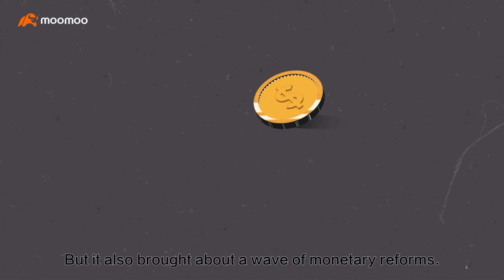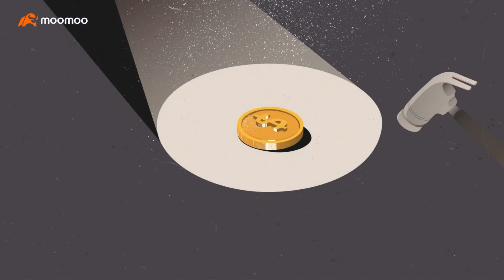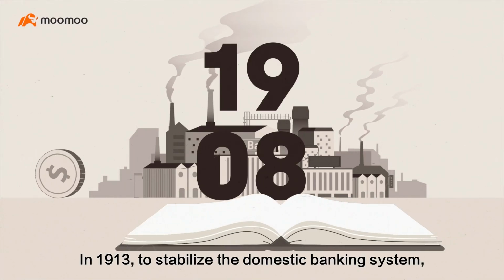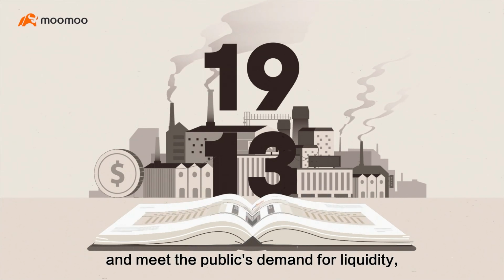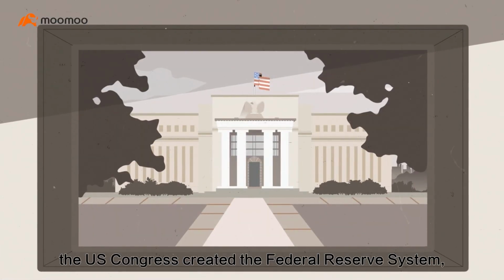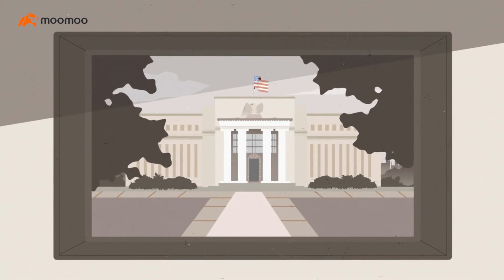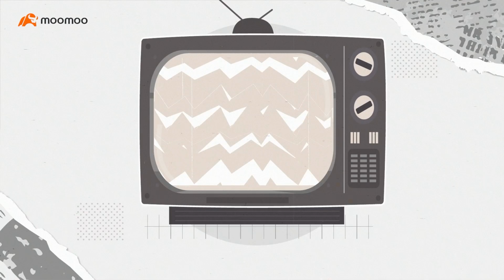But it also brought about a wave of monetary reforms. In 1913, to stabilize the domestic banking system and meet the public's demand for liquidity, the U.S. Congress created the Federal Reserve System, also known as the Fed.